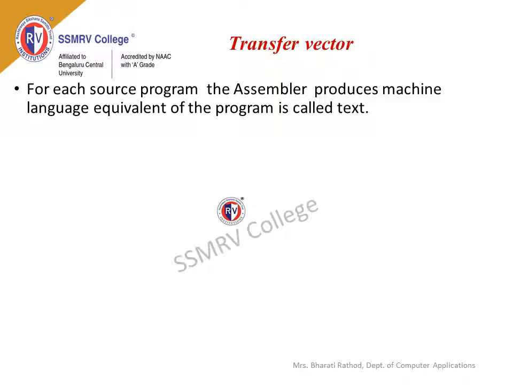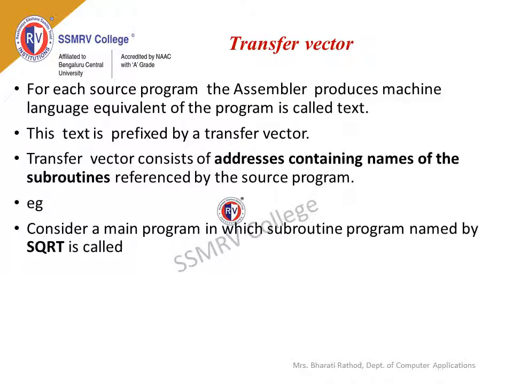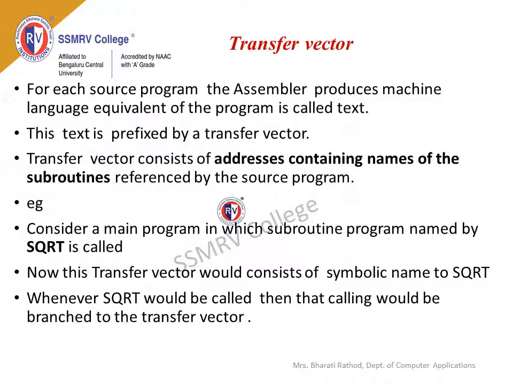For each source program, the assembler produces a machine language equivalent of the program called text. This text is prefixed by a transfer vector. The transfer vector consists of addresses containing names of the subroutines referenced by the source program. Example: consider a main program in which a subroutine program named square root is called. Now this transfer vector would consist of the symbolic name sqrt, that is, square root. Whenever square root would be called, that calling would be branched to the transfer vector.